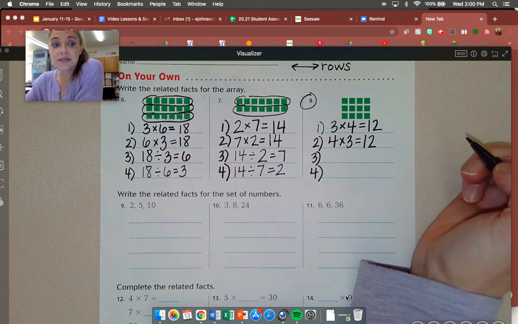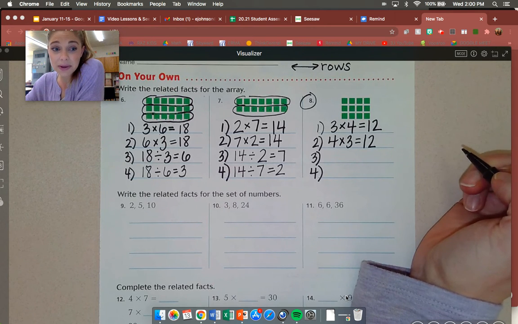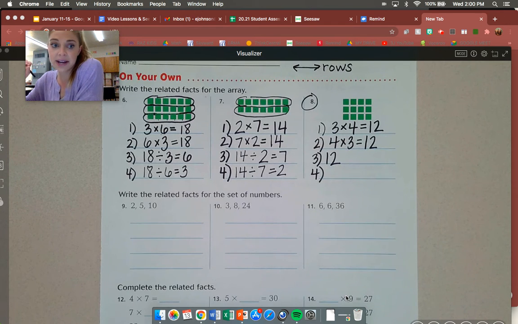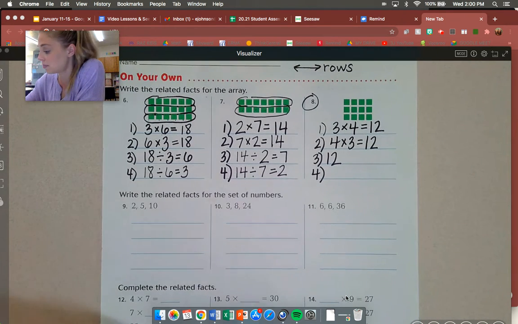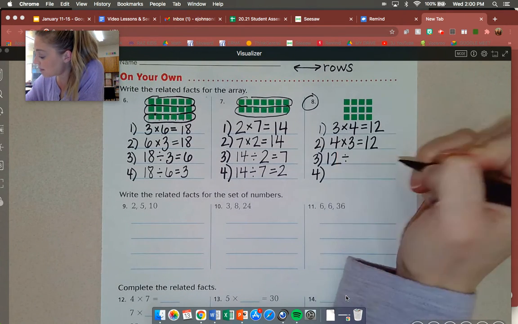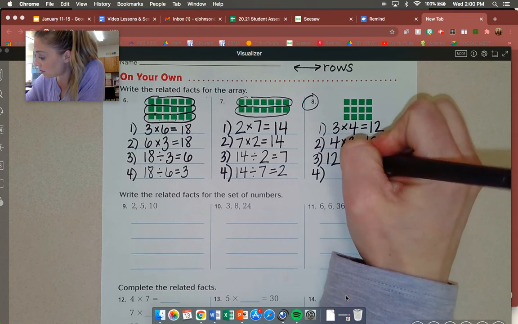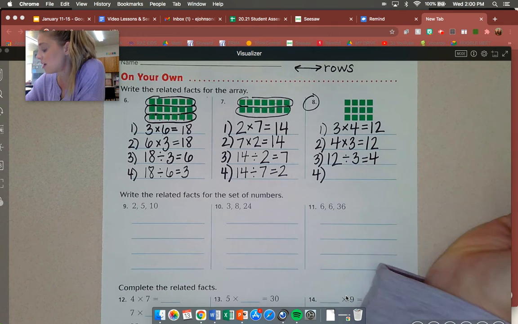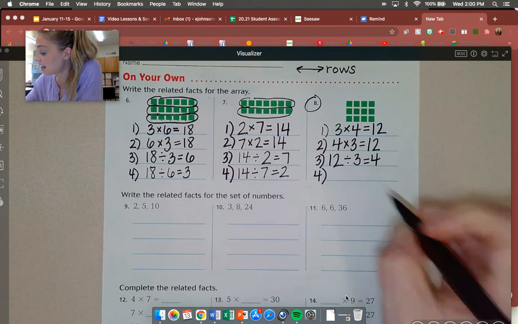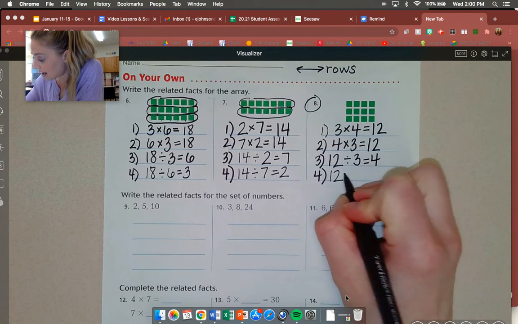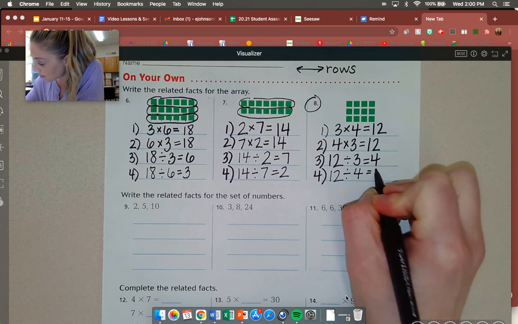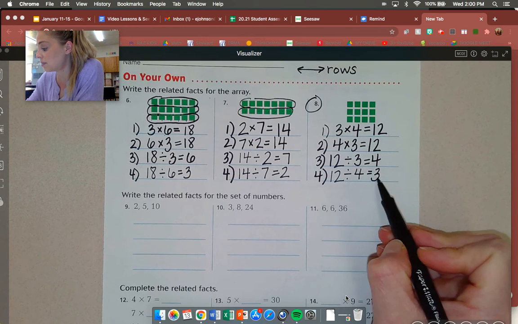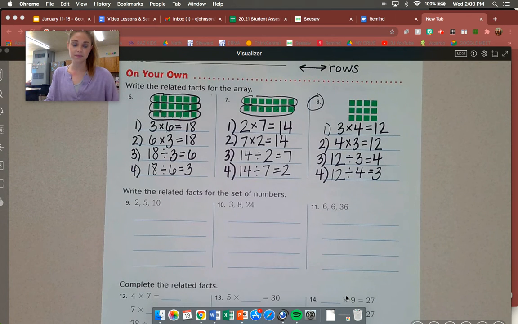If I want to do a division, the biggest number always goes at the beginning of the division problem because it's the total number of objects that you are dividing up into groups. So 12 divided by 3 groups, because I have 3 rows, equals 4 in each row. And to make even another one, we do 12 divided by 4 equals 3. That would be 12 divided by 4 groups equals 3 in each group.